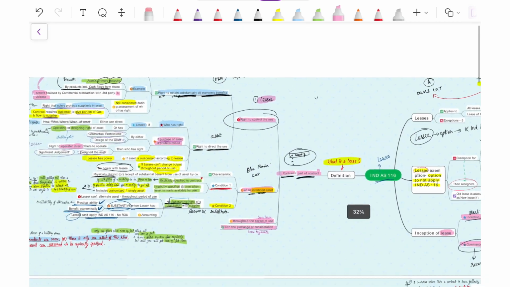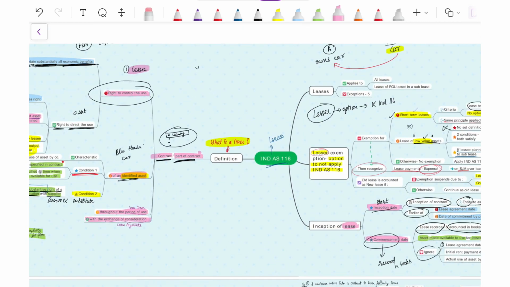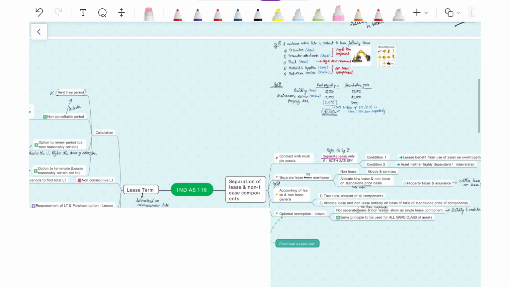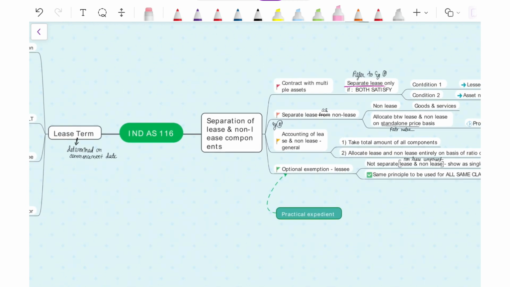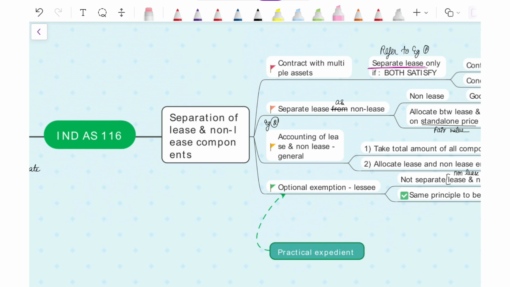So your first chart has been completed, where we understood the exemptions, the dates and the definition of a lease. I hope you understood this. Now moving on to the second chart. Here we are going to understand how you are going to separate lease and non-lease components.